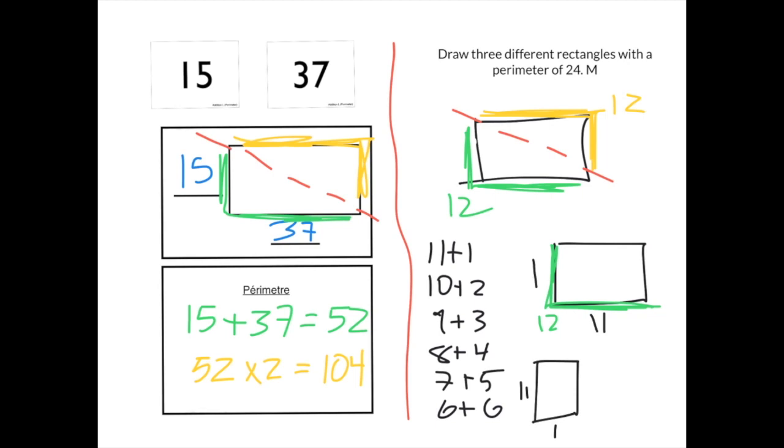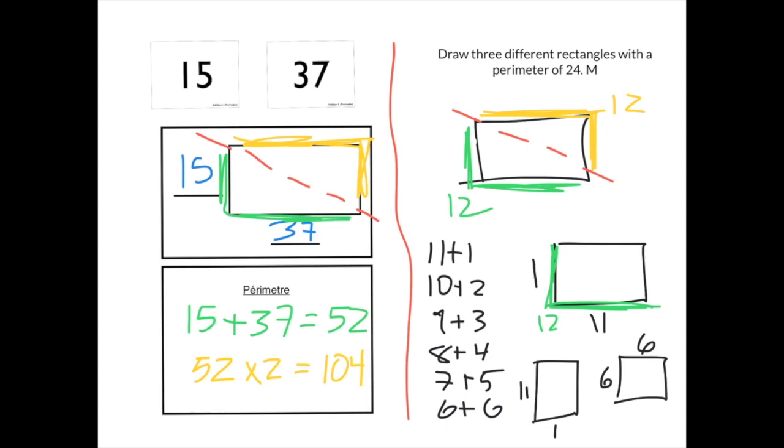As long as the dimensions are 11 and 1, they're working with an identical rectangle. Another important misconception is that this square with dimensions of 6 and 6 isn't a rectangle, when in fact, all squares are rectangles. They're just a special kind of rectangle, which has identical dimensions.